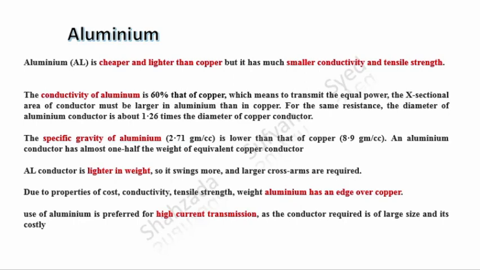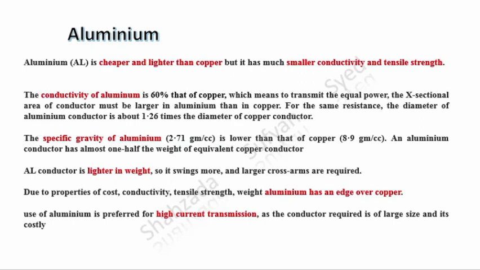It means that if you want to transmit an equal amount of power, then the aluminium conductor you are using will be of greater diameter or greater size than that of copper. And when the size increases, the weight also increases. So to bear that weight, you have to design the tower which then supports this weight.